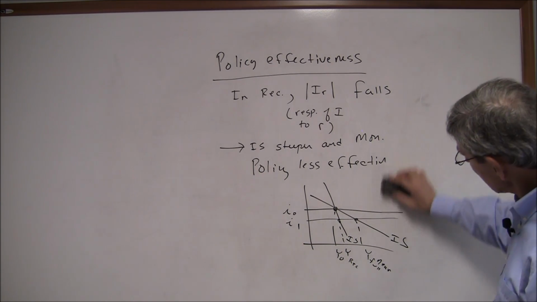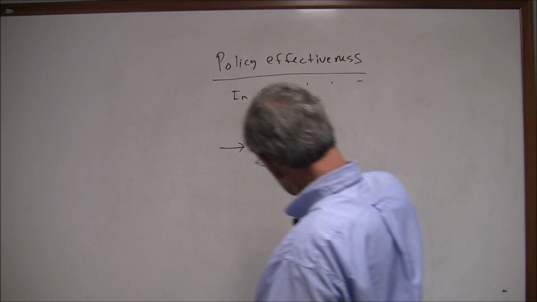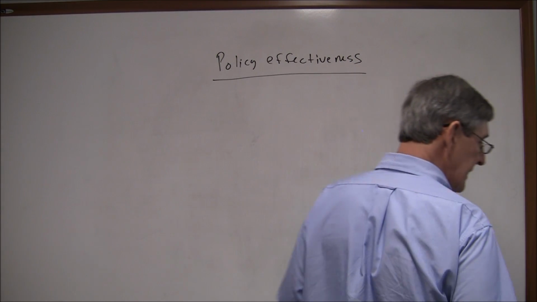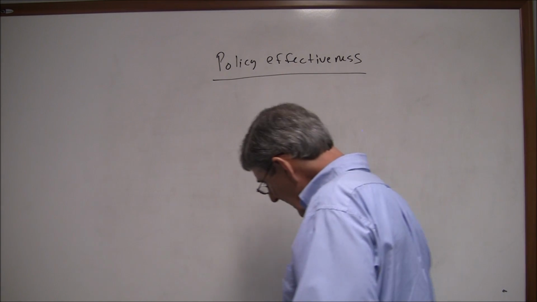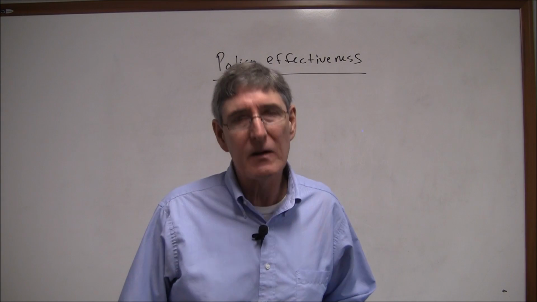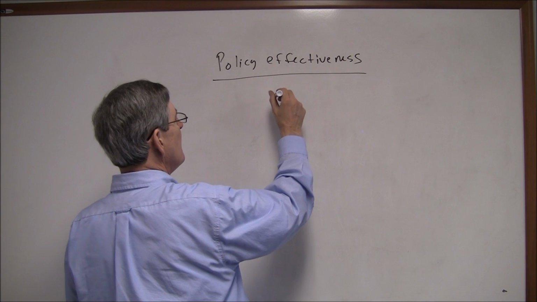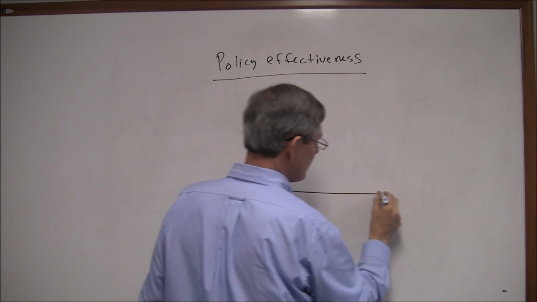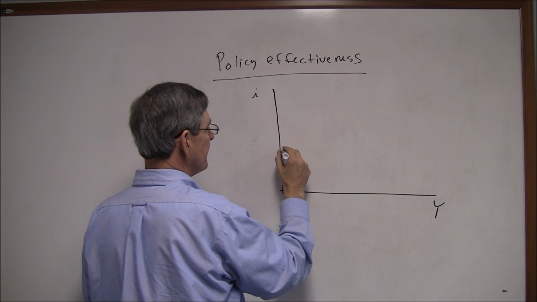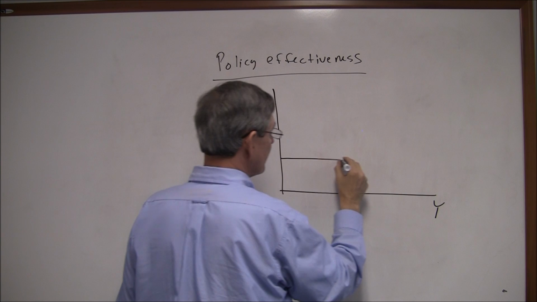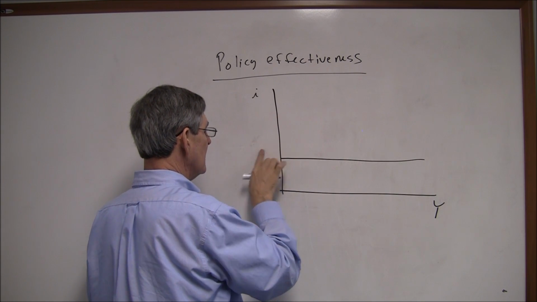Now there's actually a case where monetary policy can become completely ineffective in a recession. And this brings up something called the zero lower bound, or it's sometimes called the liquidity trap. Let me show you this. So here's Y, I. Here's our initial policy, I bar naught.